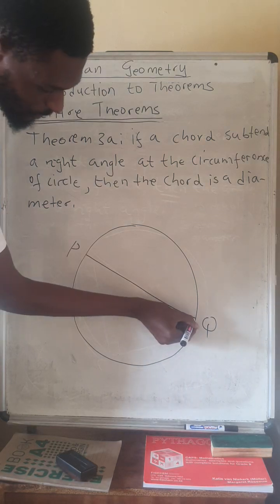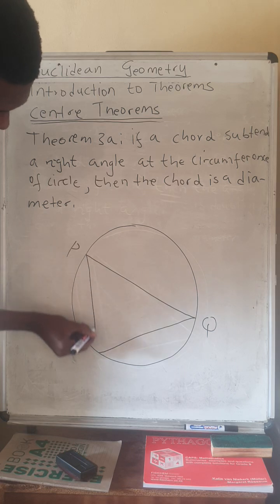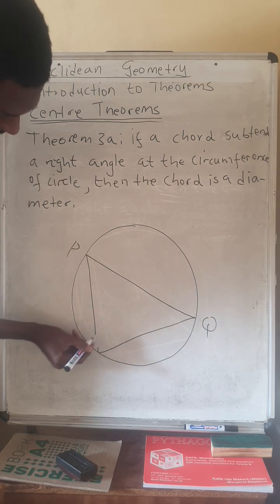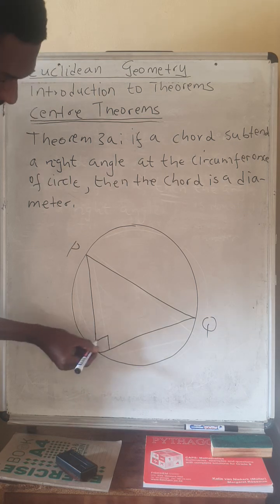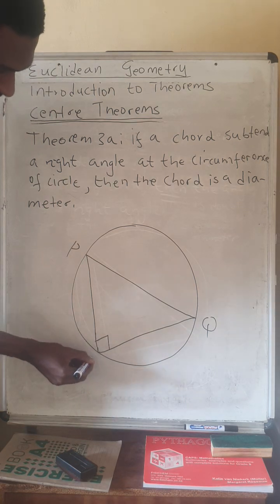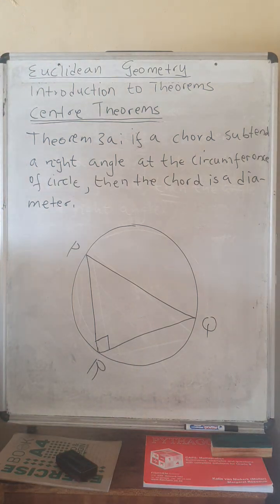Then now they say if a chord subtends a right angle at the circumference, let me say this angle is 90 degrees, and call it PQR. Let me call it R. So if you look at this, is the condition of this theorem met? Yes, it is being met.